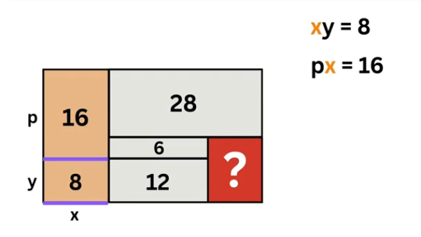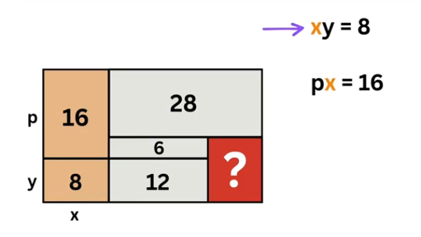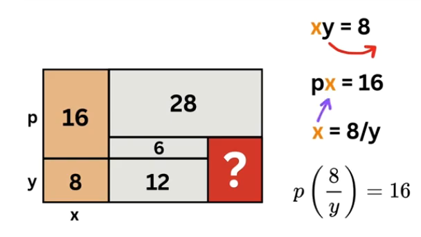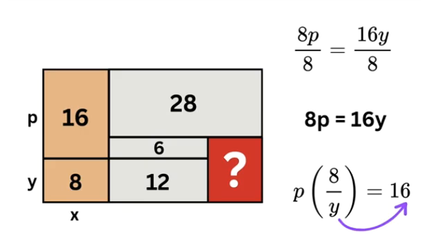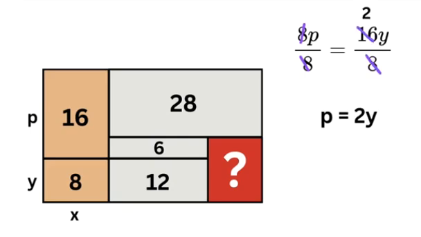p relates to y. From this, we can take y, this side, to get x as 8 over y. Then substitute this x value here to get 8 over y times p equals 16. Now take this y on the right-hand side to get 8 times p equals 16 times y. Now divide both sides of the equation by 8 like this. This 16 over 8 becomes 2, and thus we finally get p equals 2 times y.